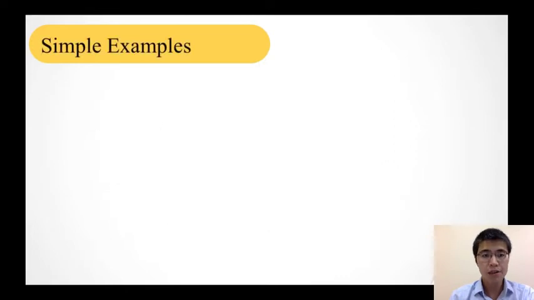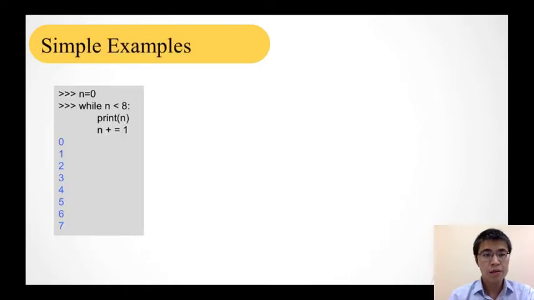Let's see more examples. On the left side, you see a new example. In this example, we want to show the numbers from 0 to 7. Okay, how do we do that? We initialize a variable which is called n, and we track the condition n is smaller than 8. If this condition is true, we show the number, and we add 1 to this n variable in each iteration.